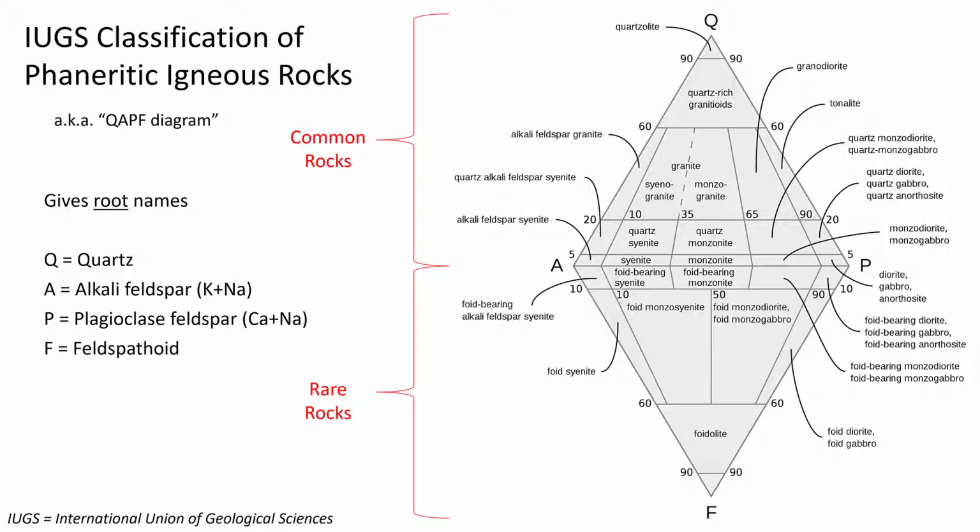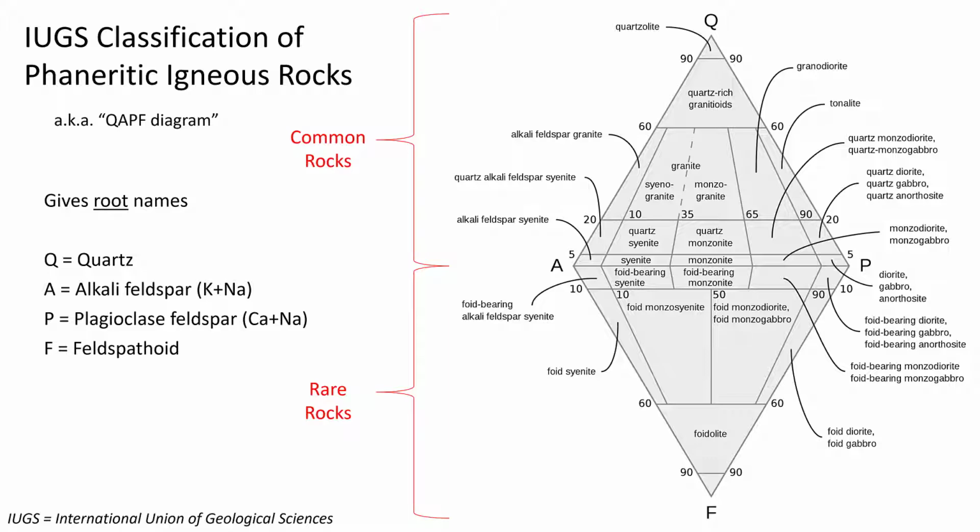This is the IUGS classification of phaneritic igneous rocks, which is also known as the QAPF diagram. This diagram is what we'll use to identify root names of rocks in the field, and the Q, A, P, and F stand for quartz, alkali feldspar, plagioclase feldspar, and feldspathoid. When we're looking at the diagram, the common rocks are in the top triangle, or ternary diagram is what this is called.